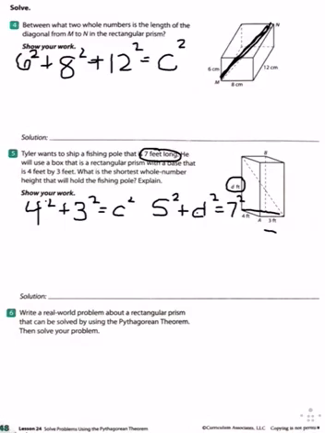Number 6, write a real-world problem about a rectangular prism that can be solved using the Pythagorean theorem. Then solve your problem. Okay, you can create whatever problem you would like. I would do something similar to number 5. I'm going to make up a problem that I am going to fit a 12-inch ruler to fit in a box. That's a rectangular prism. It has a width of 3 inches and a length of 5 inches and a height of 10 inches. Does the ruler fit in the box?